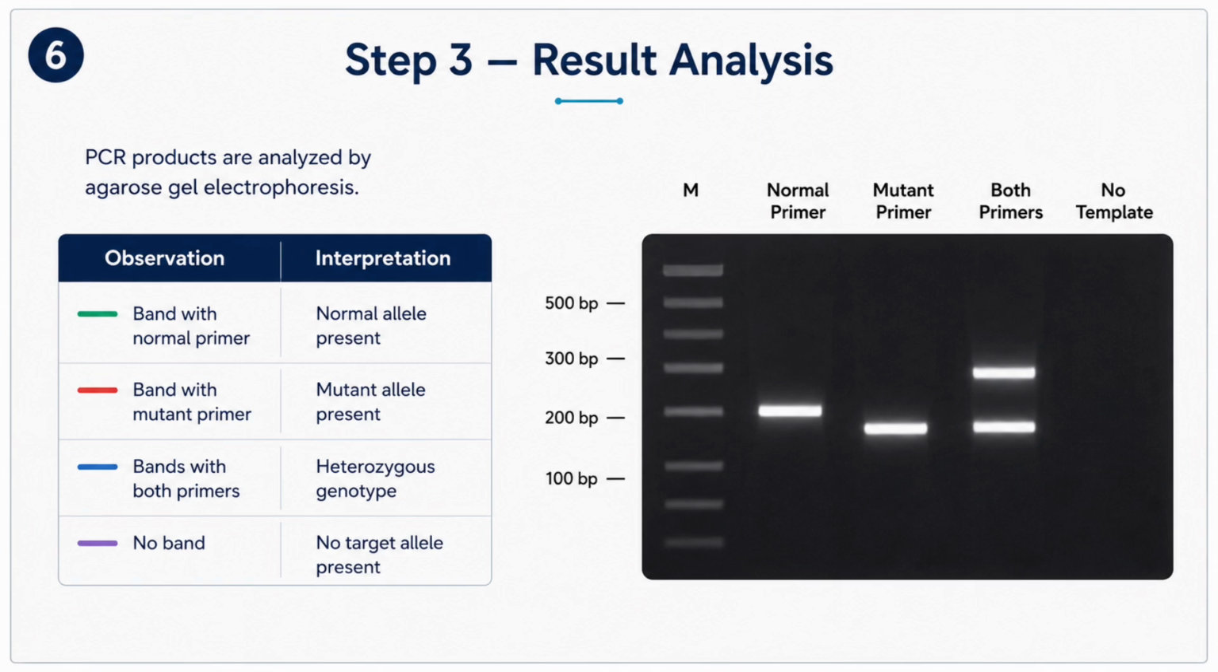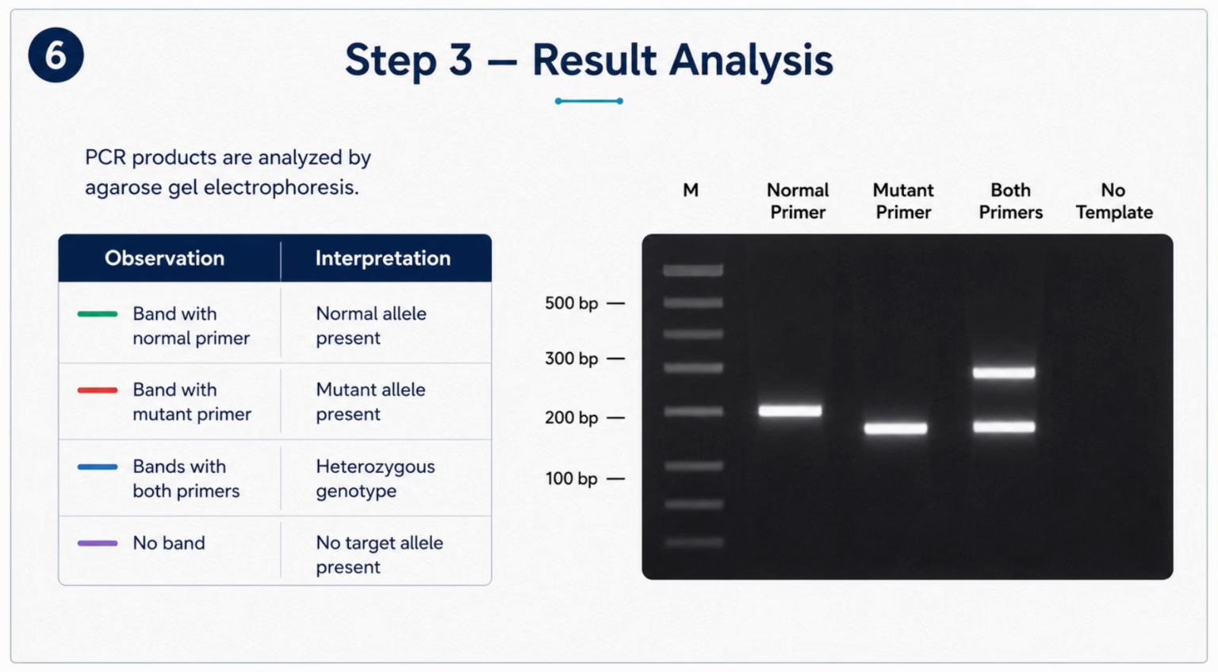After amplification, the PCR products are analyzed using agarose gel electrophoresis. A band with the normal primer indicates the normal allele. A band with the mutant primer indicates the mutant allele. And bands in both reactions indicate a heterozygous genotype. The gel image here demonstrates different band patterns and how they are used to identify the genotype of the sample.